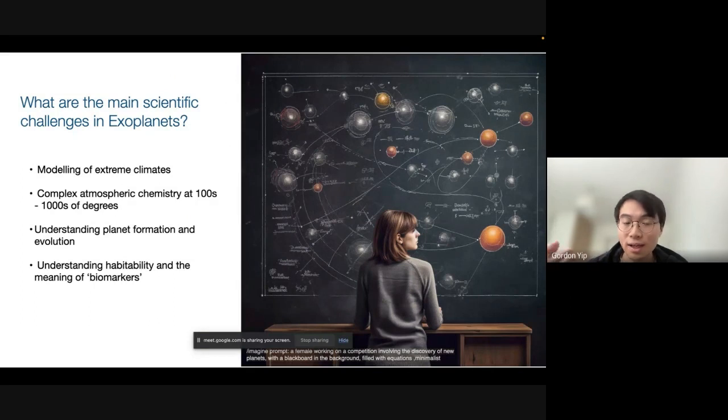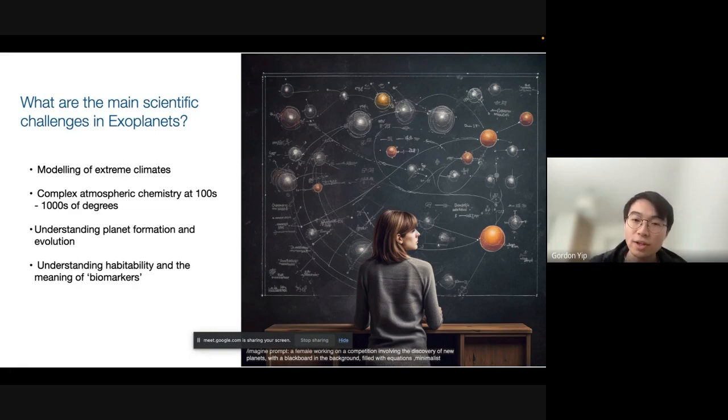Secondly, how do we predict their chemical behavior when they are at hundreds or thousands of degrees? How do we understand their planet formation, and understand what we mean by biomarkers? Is it just water? Is it ozone? What do we mean by that? So those are the main scientific challenges.